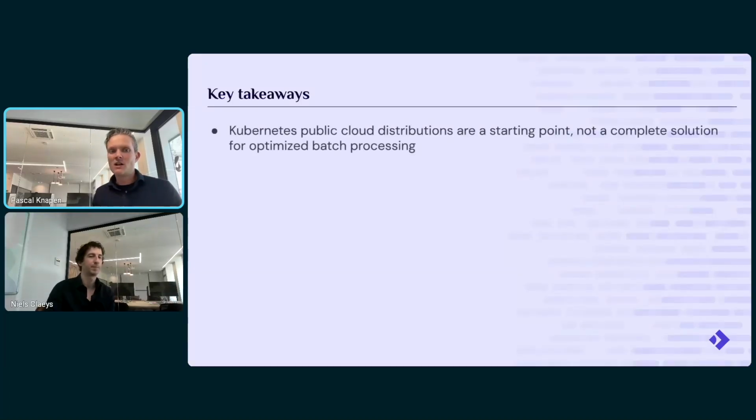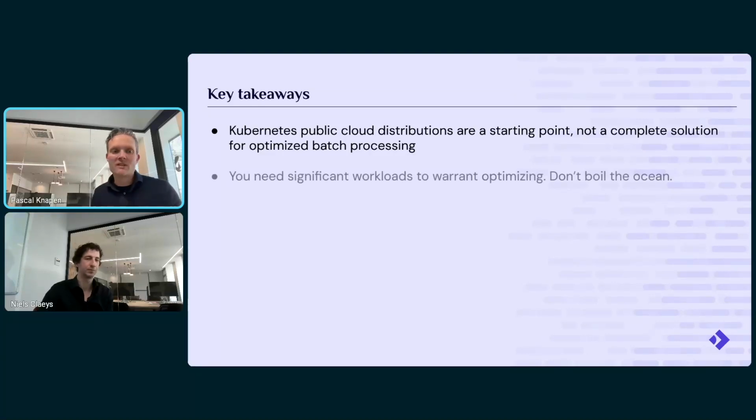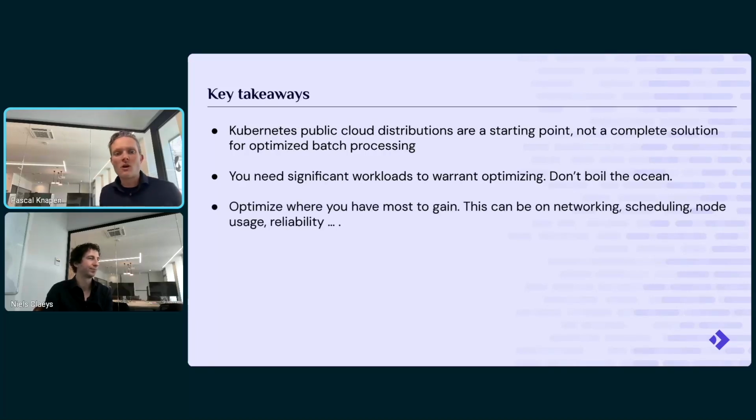Yeah. So the key takeaways are basically Kubernetes is a great tool. Cloud distributions are actually great, but they're not a complete solution if you really want to optimize for batch processing, right? So the next point is you need workloads, right? If you want to optimize, don't do it when you don't have enough workloads. Don't boil the ocean. Don't go looking for trouble and optimize something where there's nothing to optimize, right? Then pick very much where to optimize, right? We showed you 4 dots and a half.